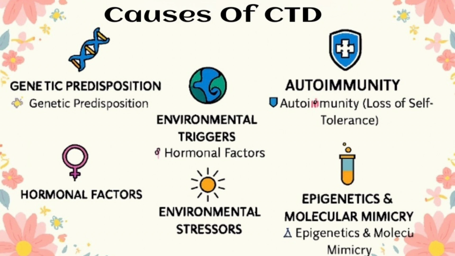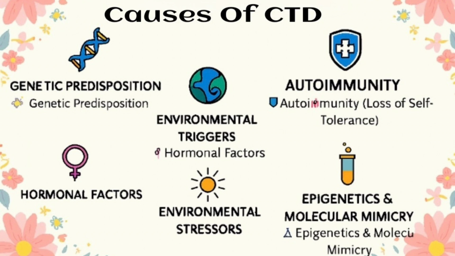Autoimmunity, or loss of self-tolerance. The immune system mistakes self for non-self, leading to chronic inflammation and tissue damage. Autoantibodies play a central role. ANA, the anti-nuclear antibody, is nonspecific but common in connective tissue diseases. Anti-dsDNA and anti-Sm are highly specific for lupus. Anti-Scl70 is seen in systemic sclerosis. Anti-U1RNP is a hallmark of mixed connective tissue disease.